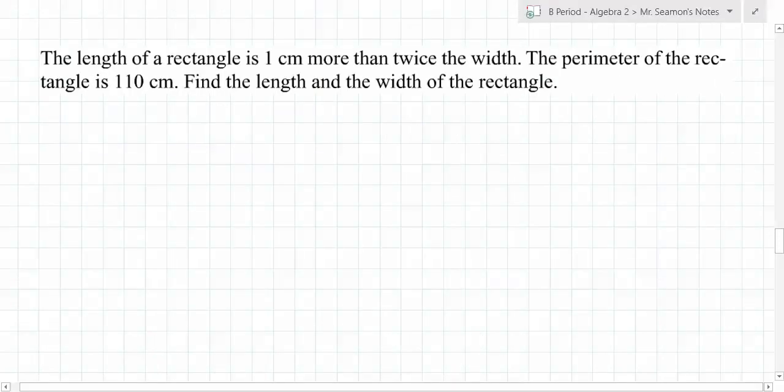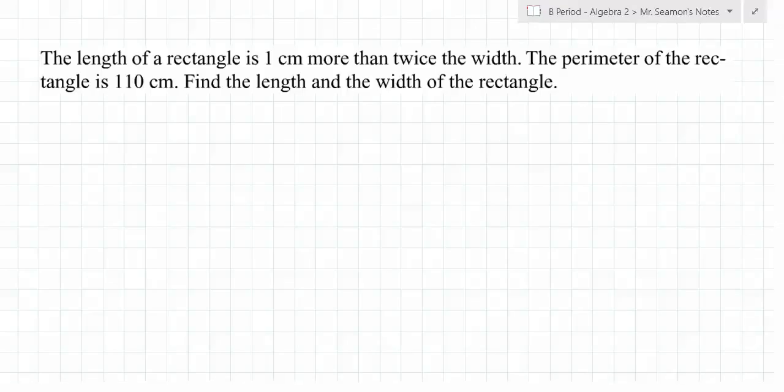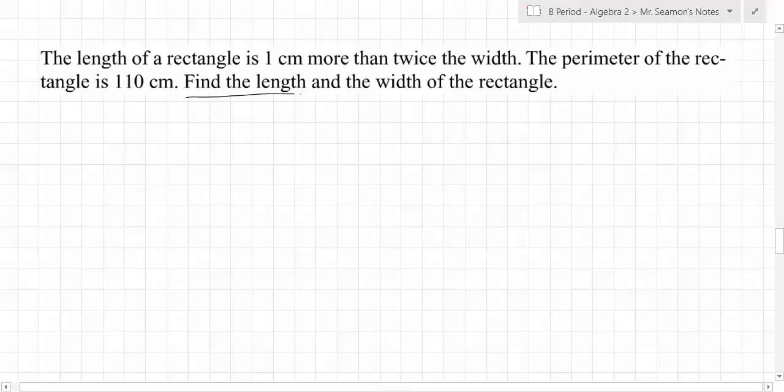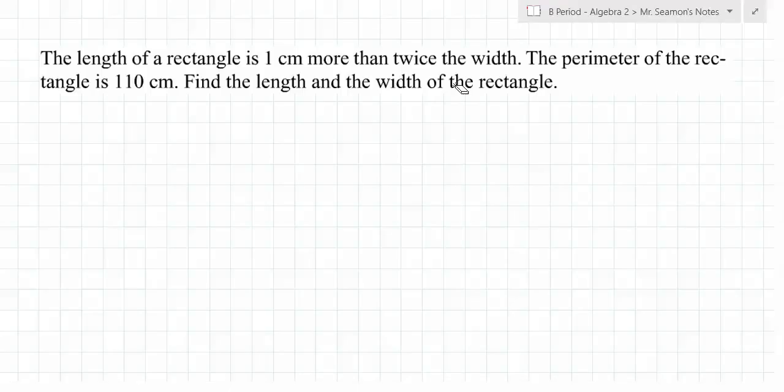2, 1. What are you looking for? The width and the length. So you might be working with how many variables? 2. Find, what are you trying to find? Excellent. So one of the first things you do after you understand the problem is you figure out what you are trying to give for an answer. You're trying to give a length and a width. So your answer might look like, the length is this and the width is this.